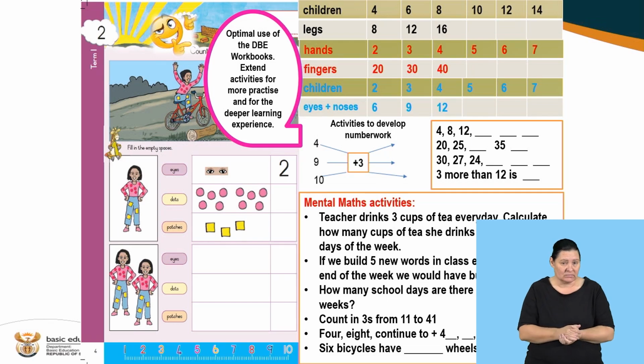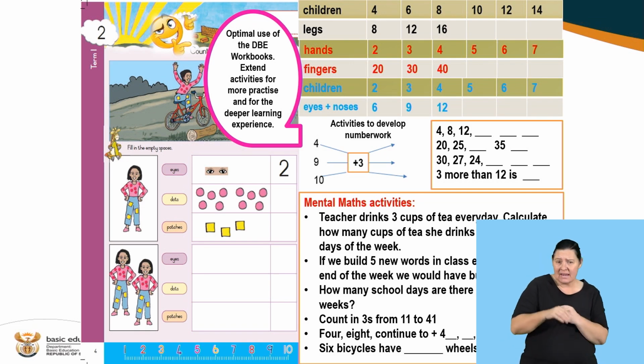Take the same page, using it with mental maths, and again extending it for the input-output, the spider sums, as some of us know it. Just to see whether they can bridge that 10 and whether they can add on 3. You could add on 5, add on 6.